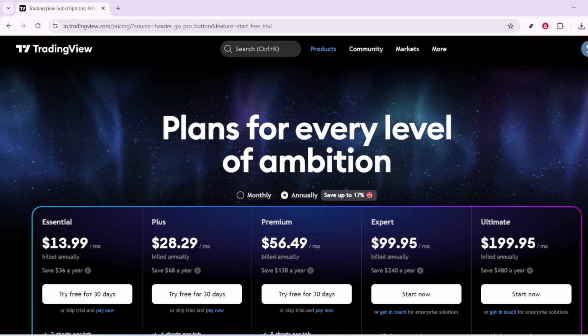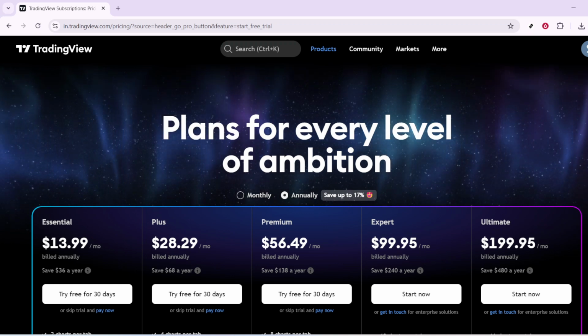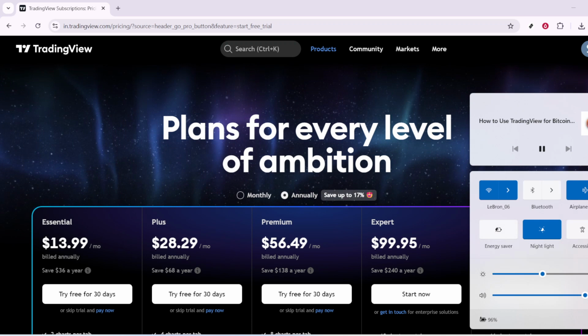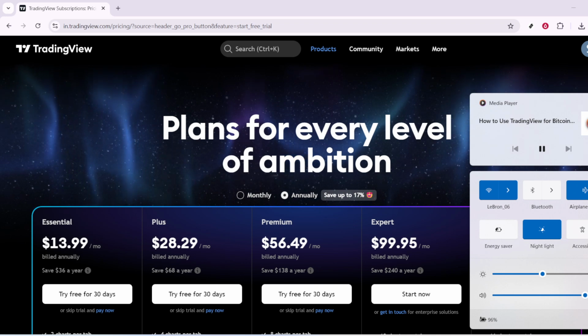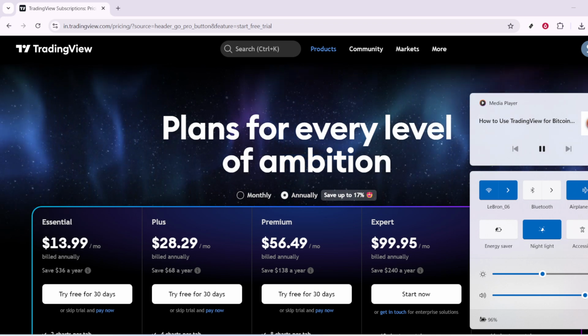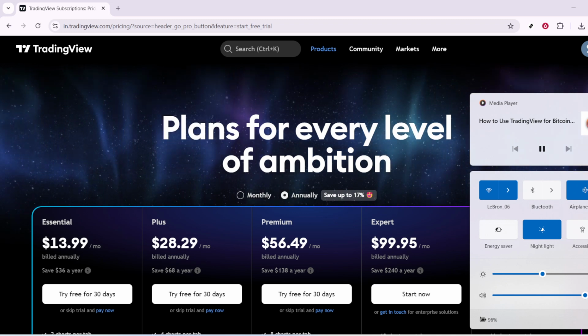Type BTC/USDT perpetual futures into the search bar. Now, this is crucial because futures trading on this pair allows you to engage in trading without owning the actual cryptocurrency. Essentially, you're speculating on the price movement, which can be highly beneficial if the market moves in your favor.